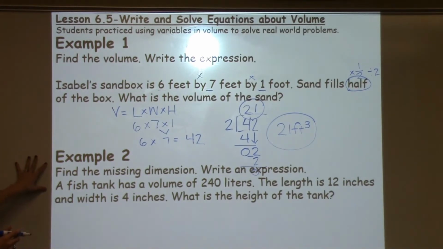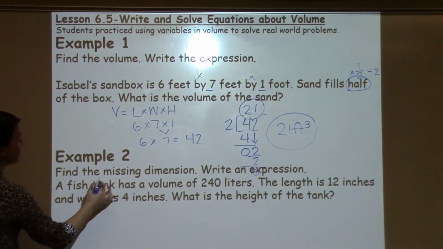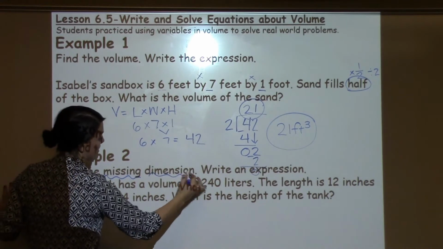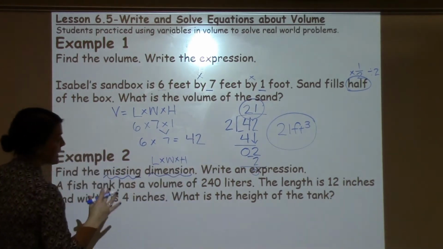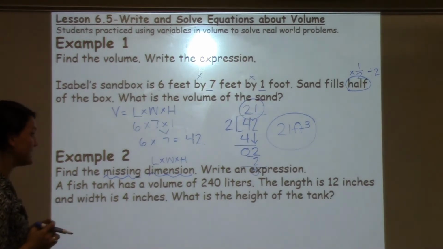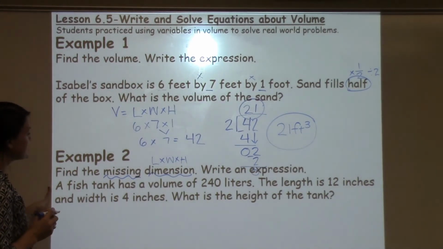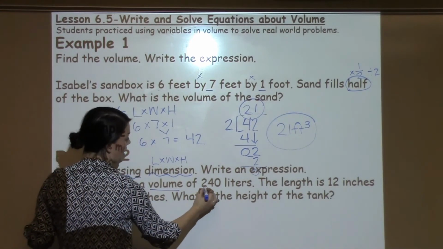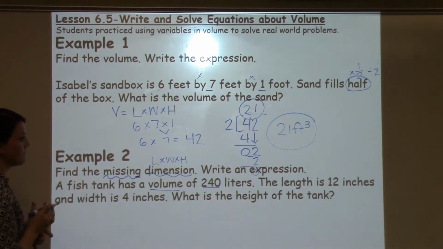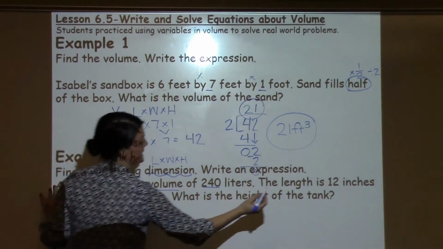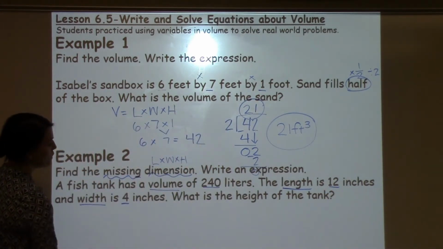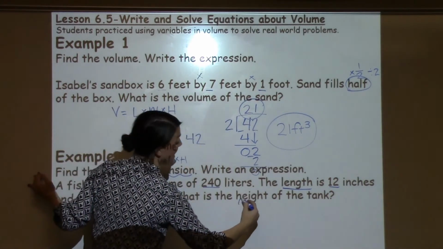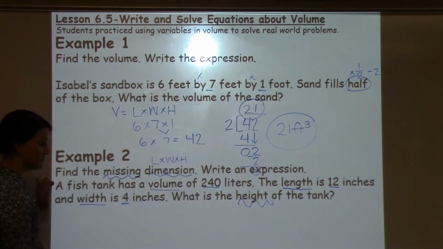Now let's move to example 2. Example 2 says, find the missing dimension. Remind students that dimensions are one of our 3 parts, either length, width, or height. So it says, a fish tank has a volume of 240. So I know the volume already. It says the length is 12 inches and the width is 4 inches. What is the height of the tank?